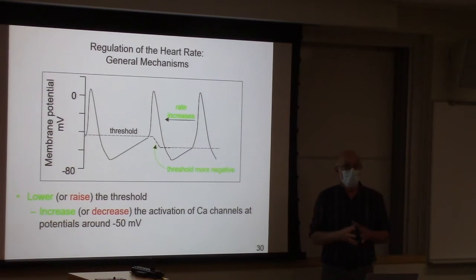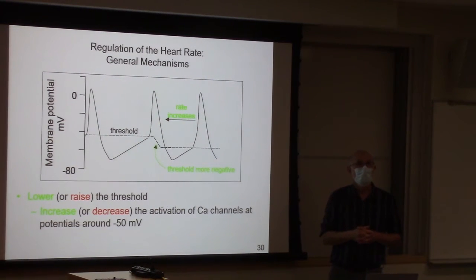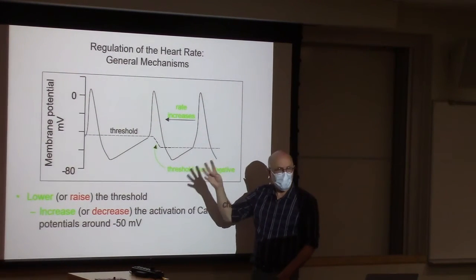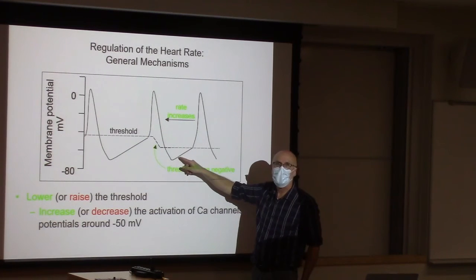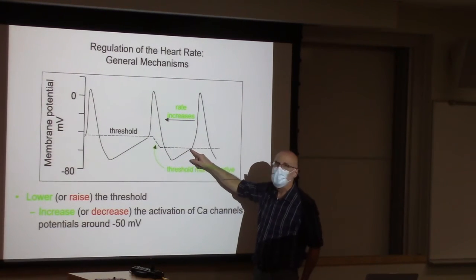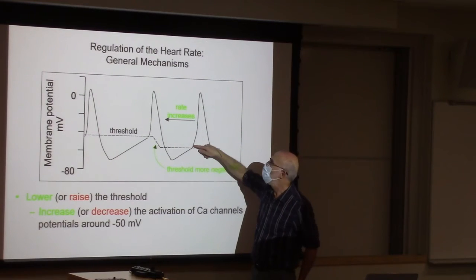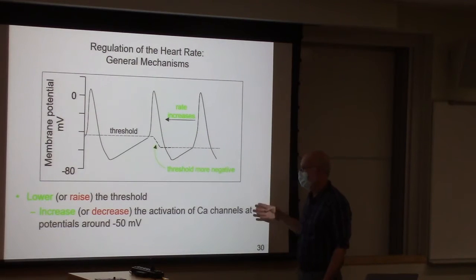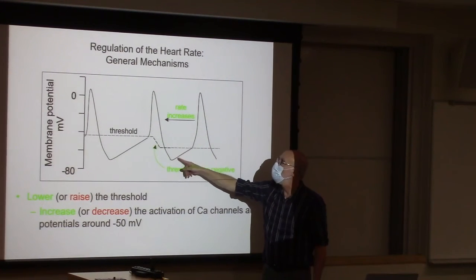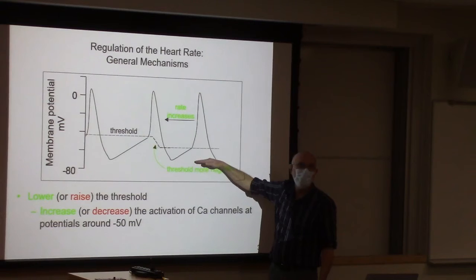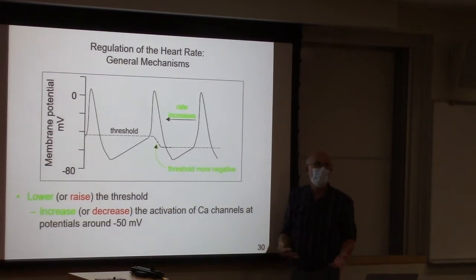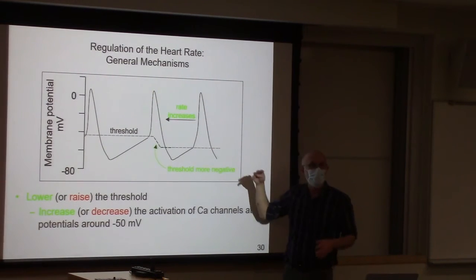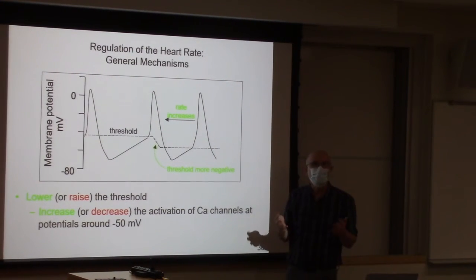So those are the, Sophie? So how does that change the threshold? Remember, the threshold in a pacemaker cell is determined by when we go from just a few calcium channels open to when we have a lot of calcium channels open. And if we make it easier to go from few to a lot, we lower the threshold because the channels are voltage gated. So the voltage at which we can transition from few to a lot is less depolarized.